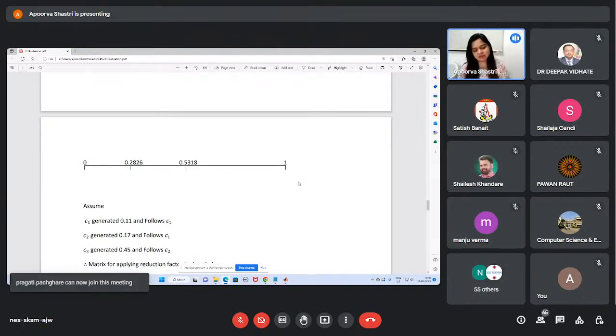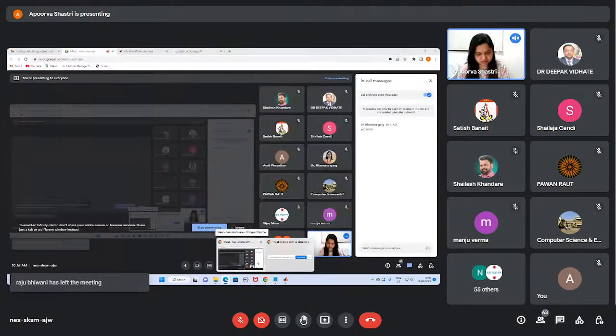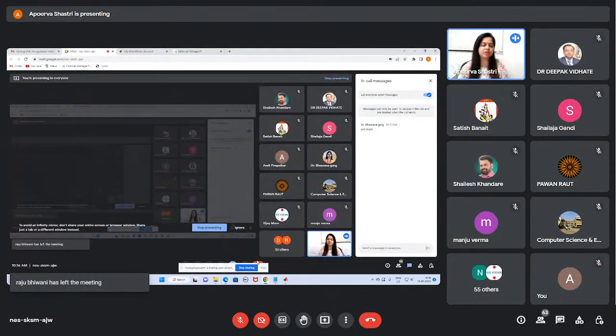Now, yesterday two or three faculties asked me the question: what if the same number is generated? What if 0.66 is generated or what if 0.52 is generated, then which candidate will the candidate follow? This was the question, right?